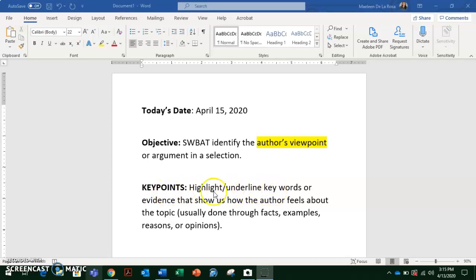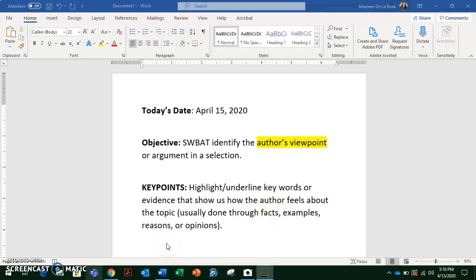We can highlight and underline keywords or evidence that shows us how the author feels about the topic. And this is usually done through the author providing facts, examples, reasons, or even their personal opinions. Now, just a quick reminder, facts have to be something that is verified. It could be through observing, maybe you saw it with your own eyes, or weighing it, maybe the weight of something, or even measuring with a ruler or a yardstick or a measuring tape. And then, of course, through research papers. So that's one way to verify facts.